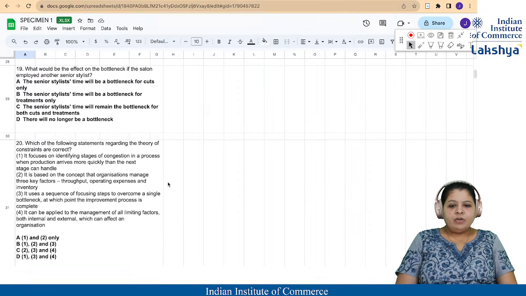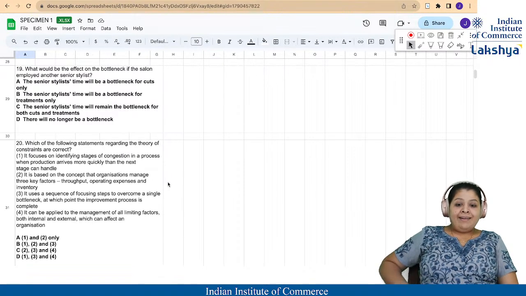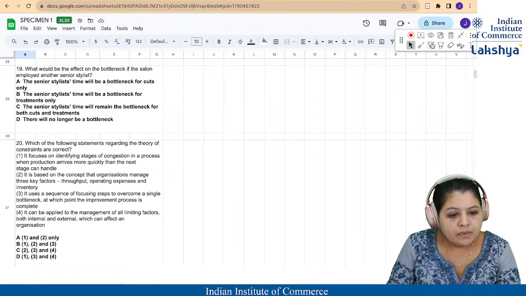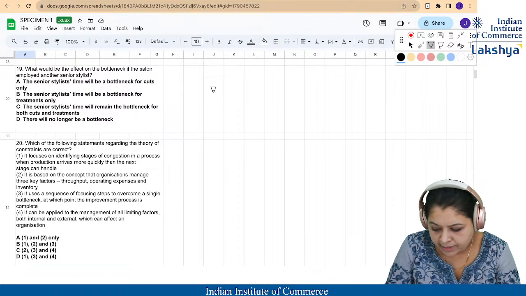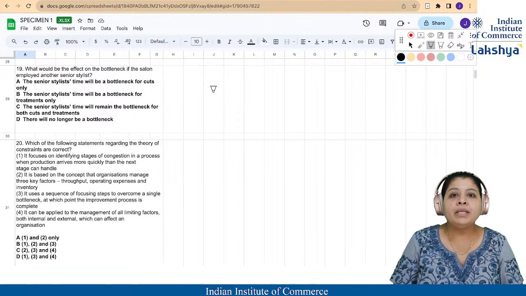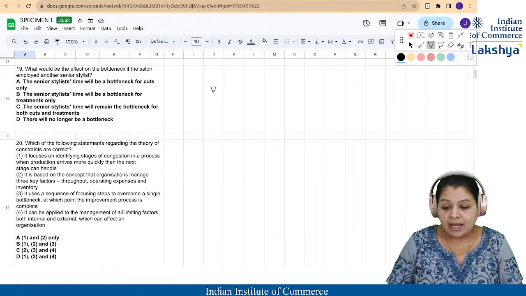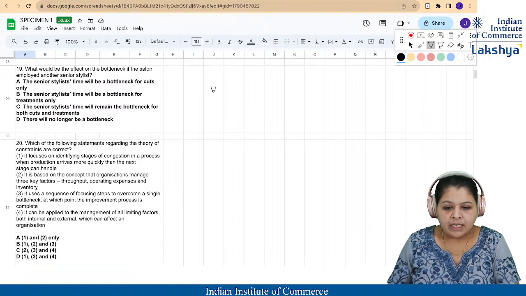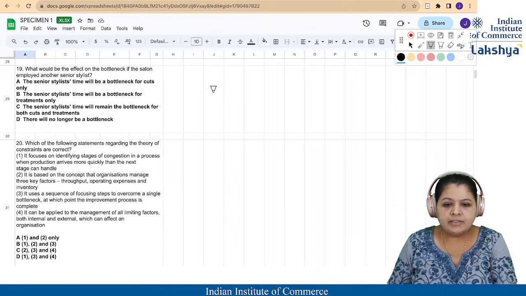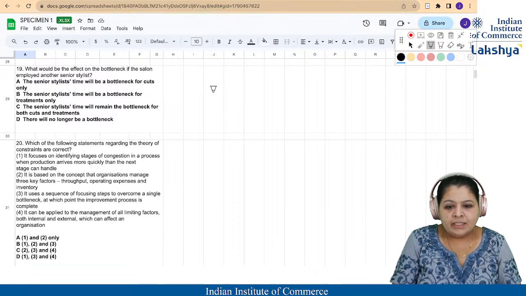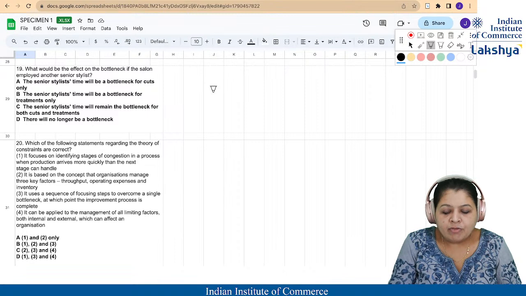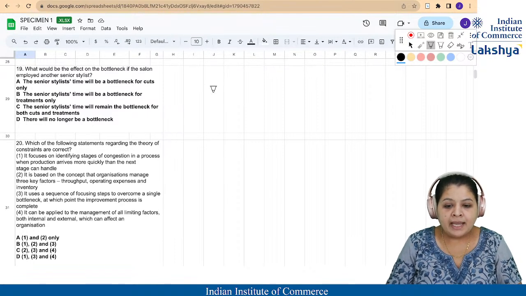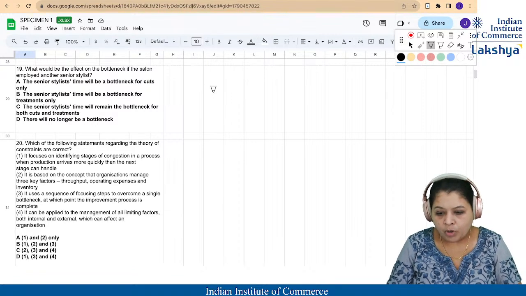What would be the effect on the bottleneck if the salon employed another senior stylist? The senior stylist was the bottleneck, right? So if the salon ends up bringing another senior stylist, how can that improve the bottleneck? The options: the senior stylist will be a bottleneck for cuts only; the senior stylist time will be a bottleneck for treatments only; senior stylist time will remain the bottleneck for cuts and treatments; or there will no longer be a bottleneck.